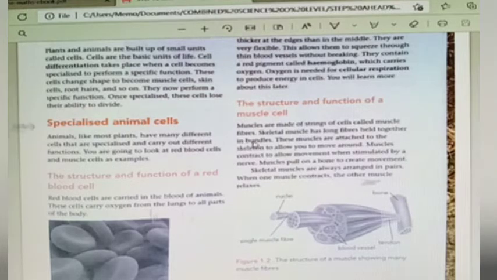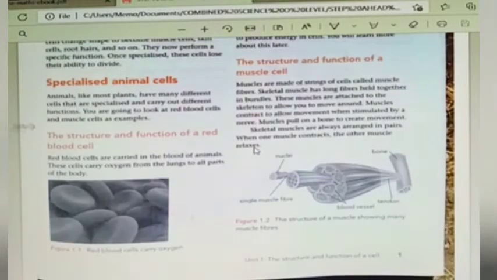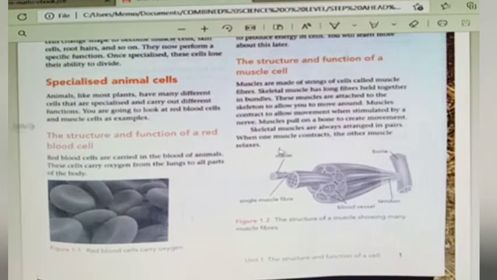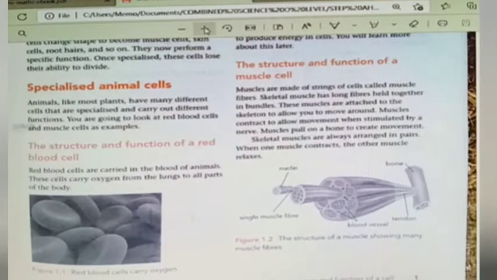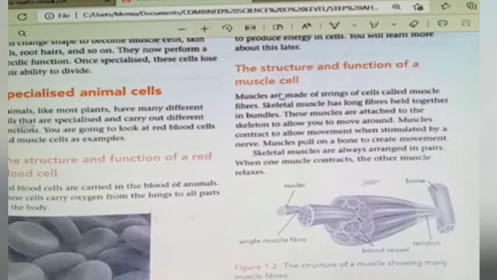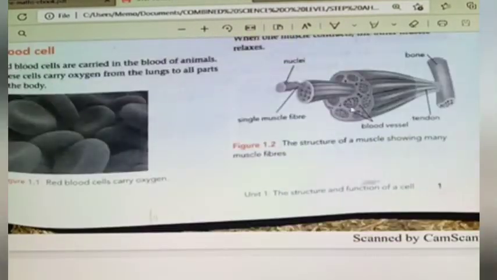The next one now is the muscle cells. So the function of the muscle cells is to bring about movement. How do they bring about movement? Muscles, they pull a bone. They pull a bone to bring about movement. I just zoomed that in so that you can see the muscles clearer.